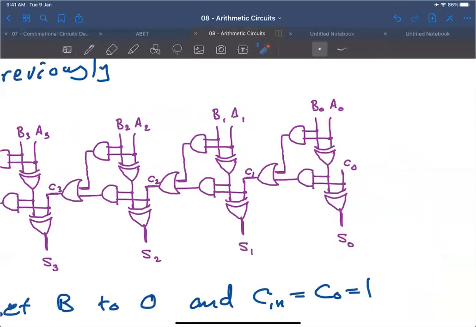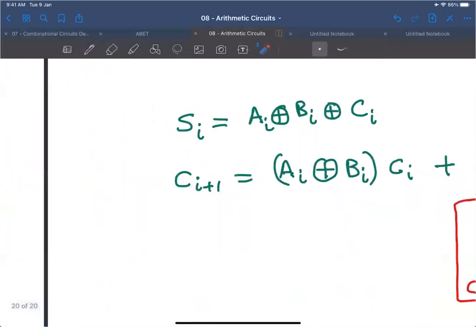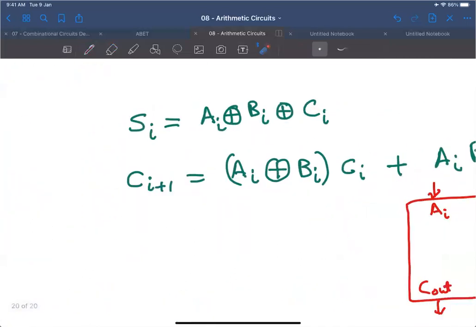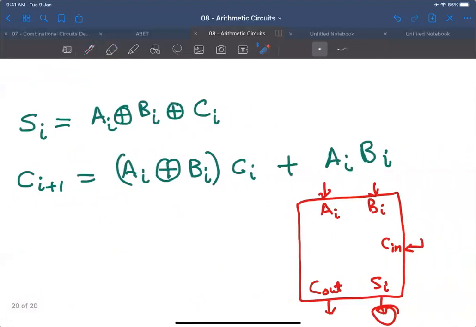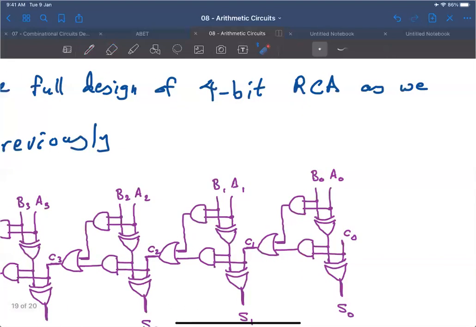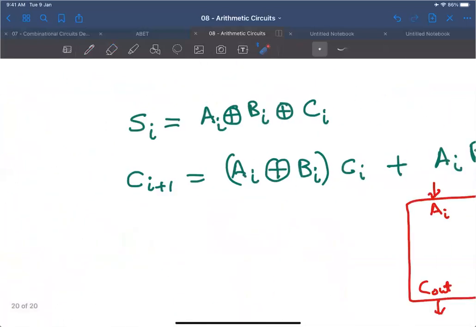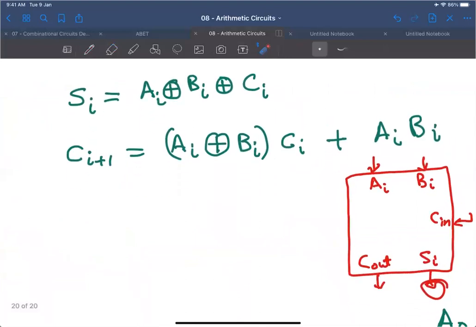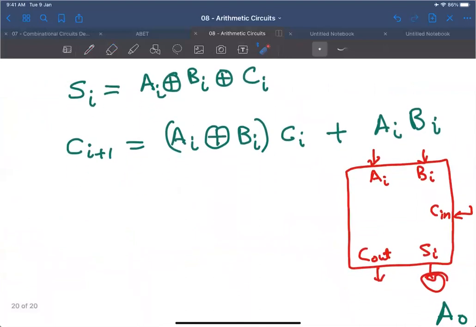Okay, from here, you can see that S0 is A0 XORed with B0 XORed with CN. Okay, this is the expression. Okay, and CI plus 1 is going to be this expression here. Okay, which is this ANDed with this, ORed with this, ANDed with this. Okay, take the OR and you get your CI plus 1.